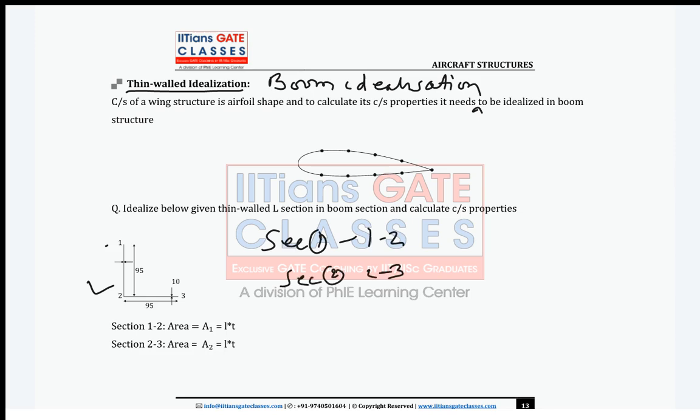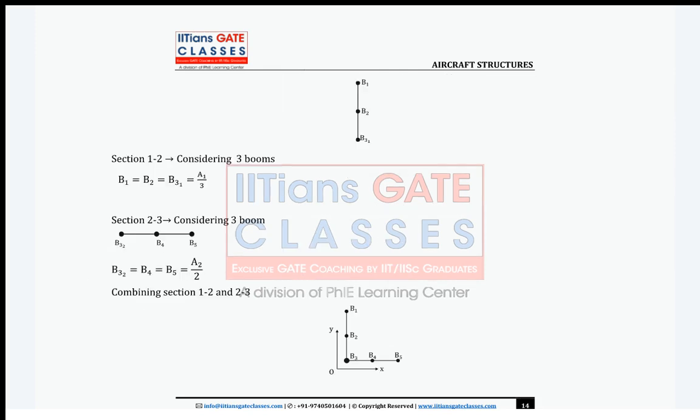Is this clear? Now for section 1 to 2, what is your area? It is A1, and it is L into T. So what is this L into T? It is 95 into 10. It is 950. Now what is the section 2 to 3 area? It is again L into T. So it is 95 into 10. It is 950.